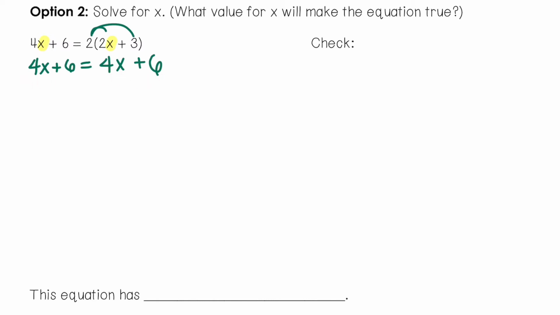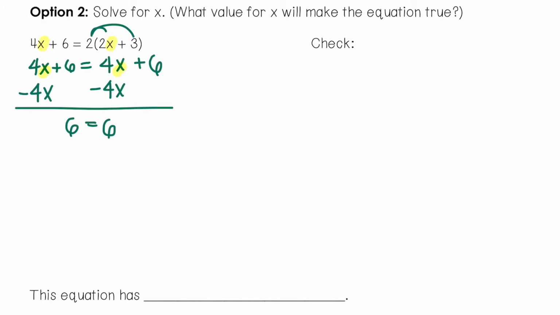Now I need to move the variable terms all over to one side. So I'm going to subtract 4x from both sides. Usually I would subtract the smaller of the variable terms, but in this case, since they're the same, I would just subtract that. So 4x minus 4x simplifies to 0. I bring down the 6. 4x minus 4x simplifies to 0 again, and then I bring down the 6, and now I end up with this interesting situation where we have 6 equals 6.